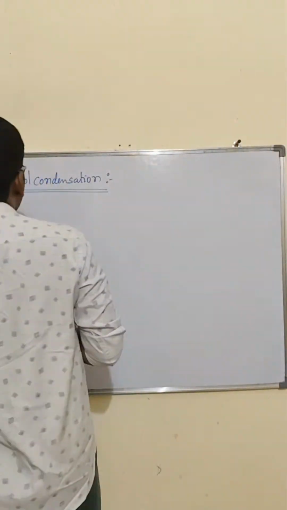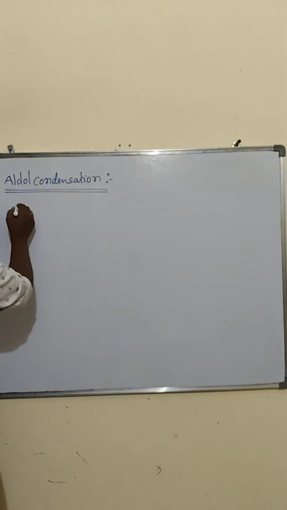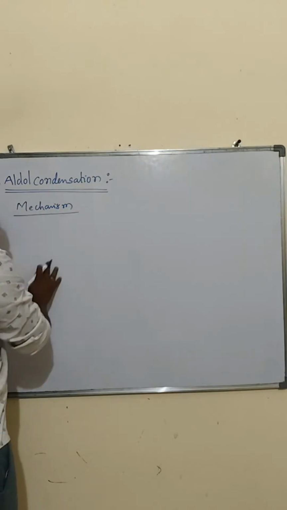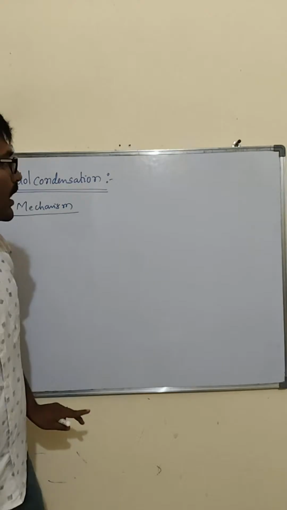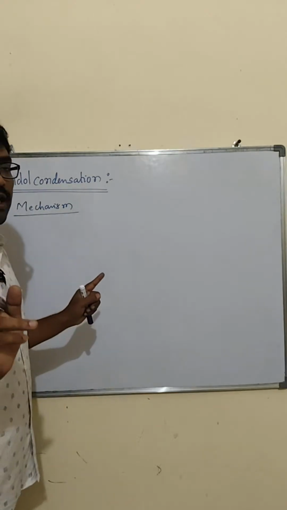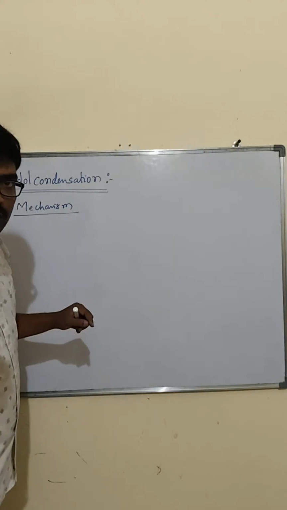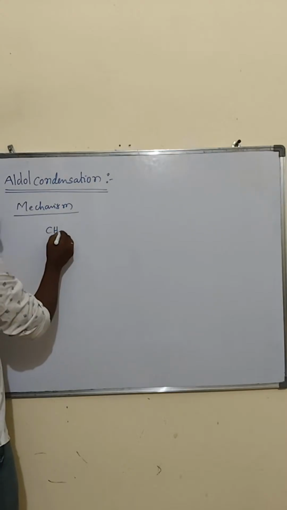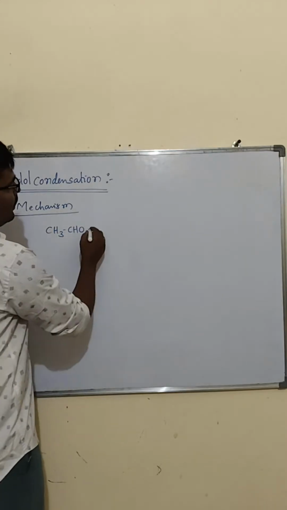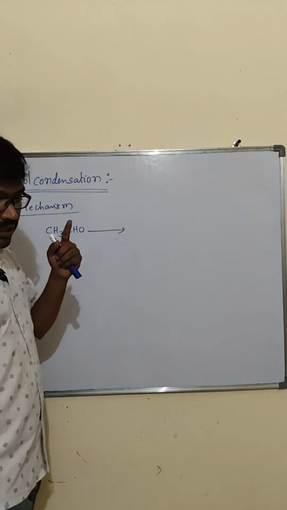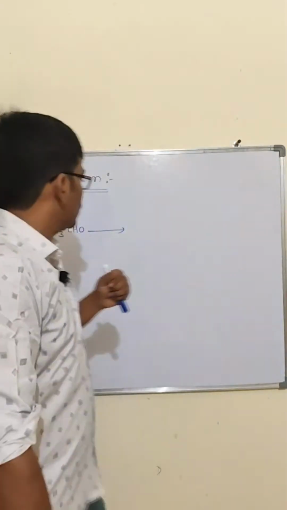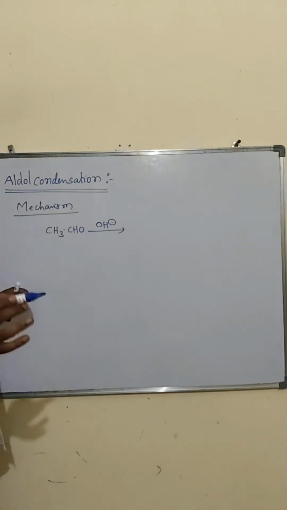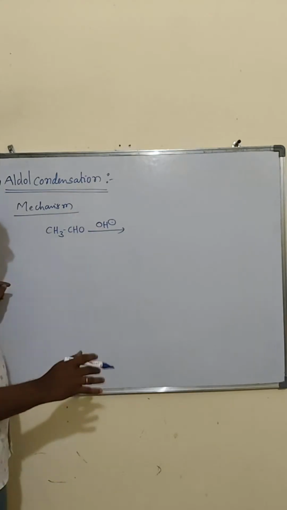Once, we'll see what the aldol condensation mechanism is. So, my dear students, if you observe the mechanism, first we are taking an aldehyde. Actually, 2 moles of aldehydes or 2 moles of ketones we are taking in the aldol condensation. So, first CH3 CHO, the aldehyde. As I told, the reaction takes place in the presence of a base, so base means OH minus, either NaOH or KOH. OH minus is involved in the reaction.